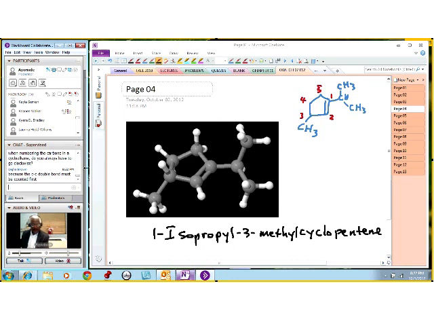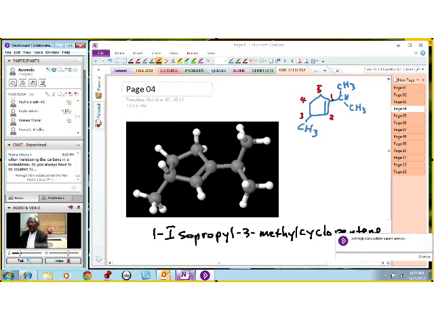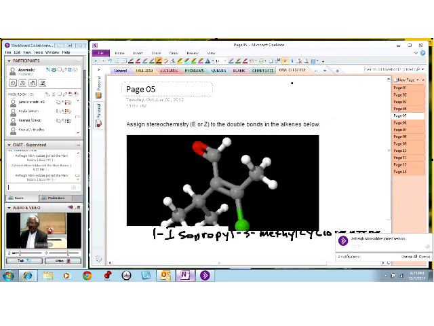Somebody is asking another question. When numbering the carbons in a cyclic ring, do you always have to go clockwise or counterclockwise? No, you do not. You number it to give the carbon-carbon double bond the lowest possible number. And if, like in this case, the carbon-carbon double bond is also attached to an alkyl group, then the carbon that is attached to the alkyl group will be given position number 1. Those are some very good questions, by the way.